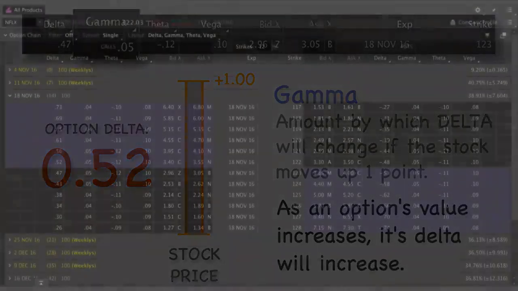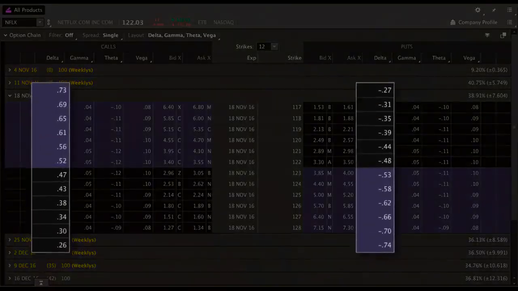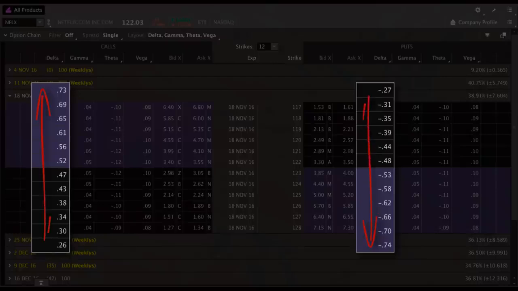Let's look at the option chain again so you can see all of these option contracts. You can see that the further in the money an option is, the bigger its delta is. And as we go out of the money, you can see that the delta gets smaller. So for gamma, that's all you really need to understand for now. Delta will grow bigger as an option gets more and more valuable.